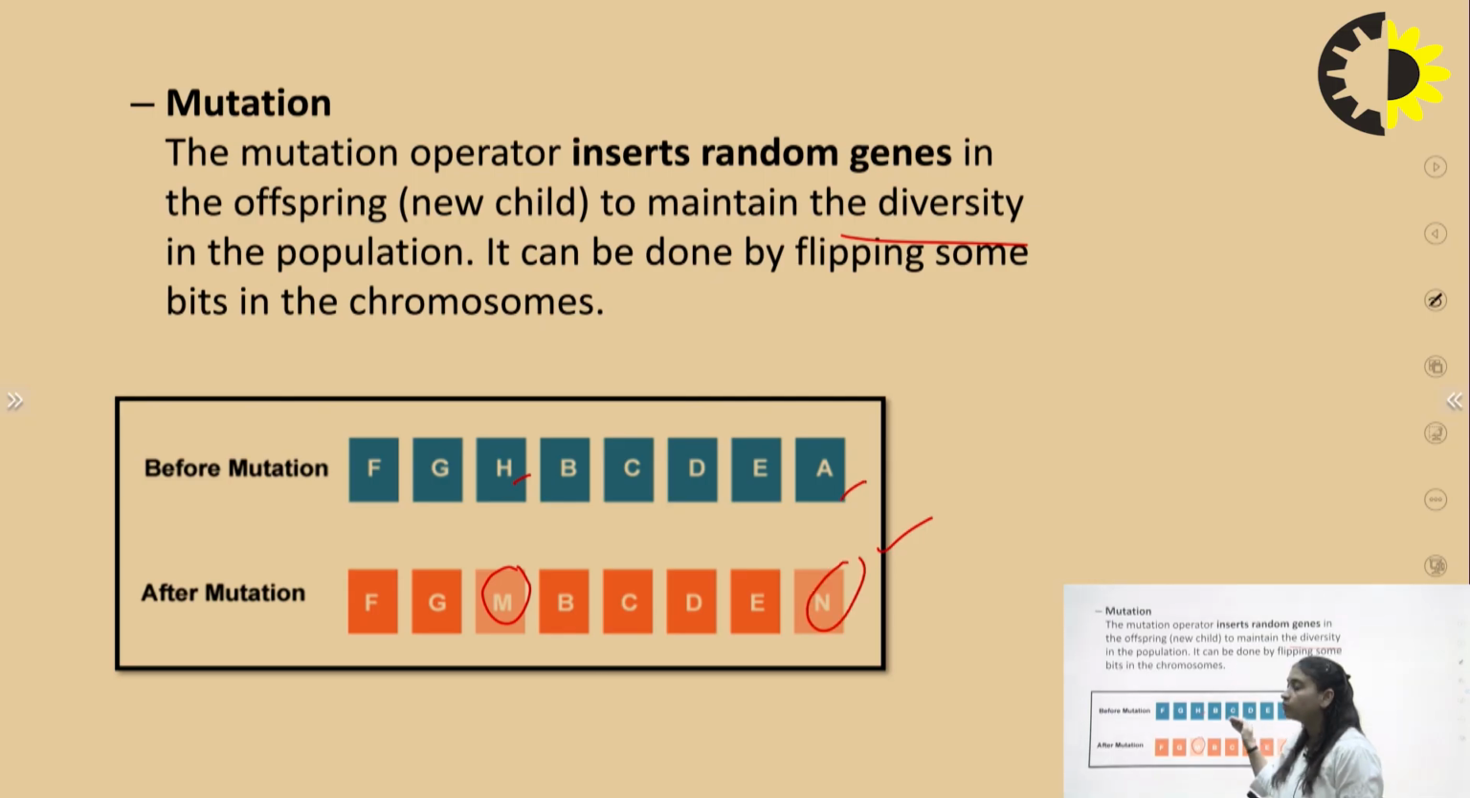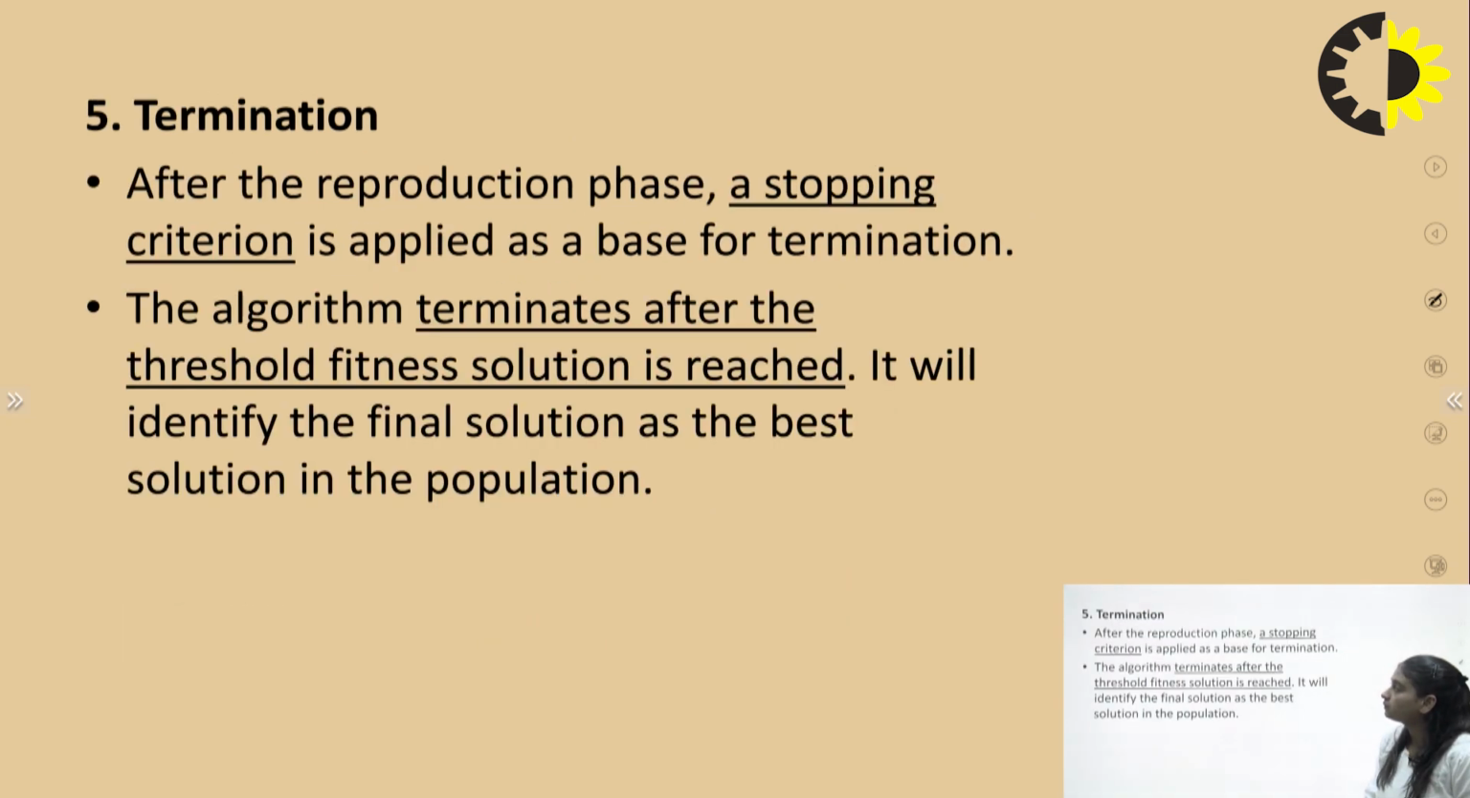So this is before mutation and this is after mutation. In the place of a character, I'm inserting a new one. So randomly, you can choose some character and insert a new character in place of that in order to maintain the diversity. And then we have termination, the last step.